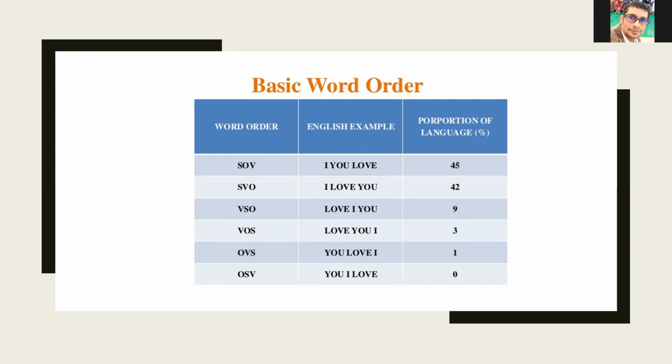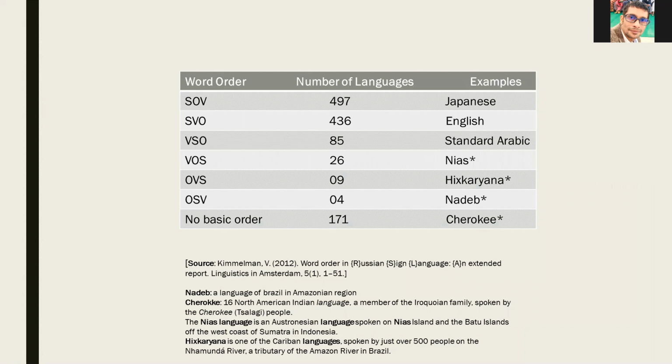Okay, let us go to the next slide. This is the penultimate slide. Look at that. This is also very important because you can see how many people use that type of sentence structure, word order. If you talk about SOV, subject, object, and verb, which is a bit unusual for English speakers, the number of languages is much higher than the second one. There are 497 languages that use it, especially Japanese. Then subject, verb, and object, which is very usual for us, is used by 436 languages. It is used in English.